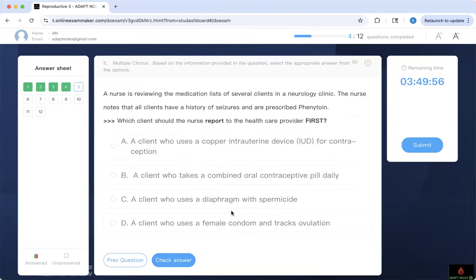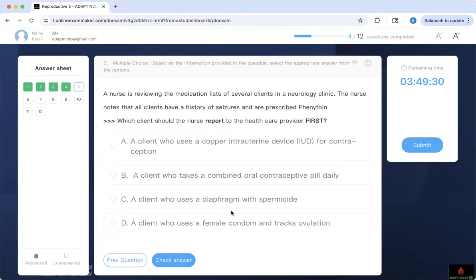This is reviewing the medication list of several clients in a neurology clinic. The nurse notes that all clients have a history of seizures and a prescription of phenytoin. Which client should the nurse report to the healthcare provider? As the Adapt NCLEX way of answering questions: straightforward, go to the buzzword, put it together, and use it to answer the question. This is the easy way to master content.